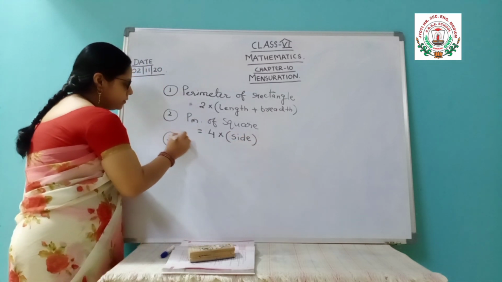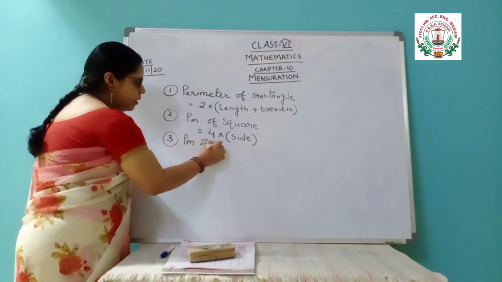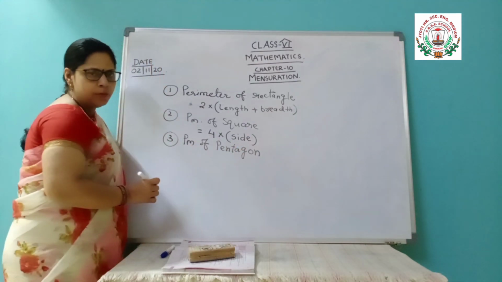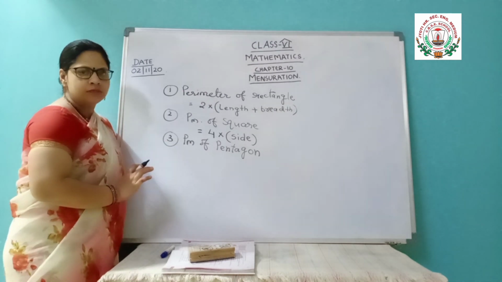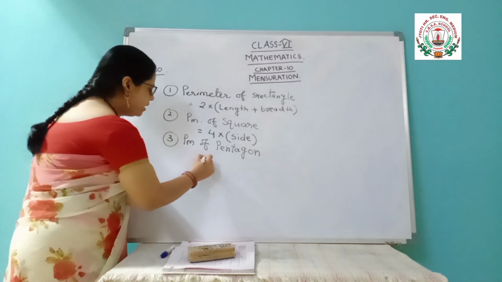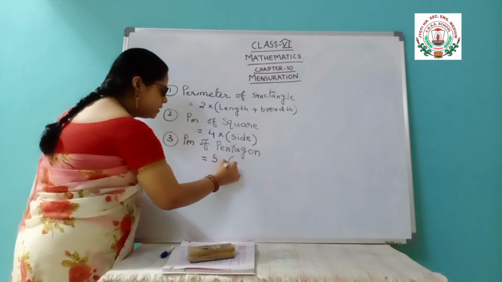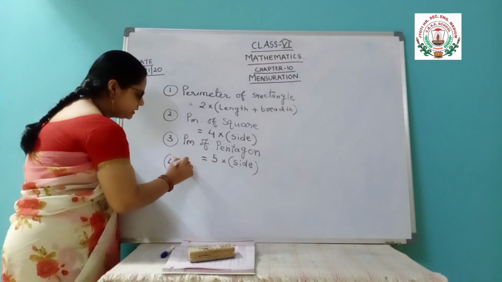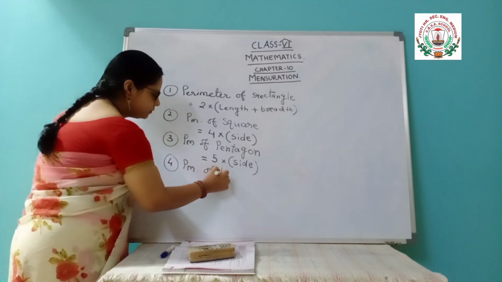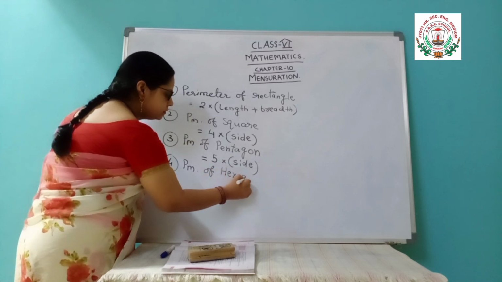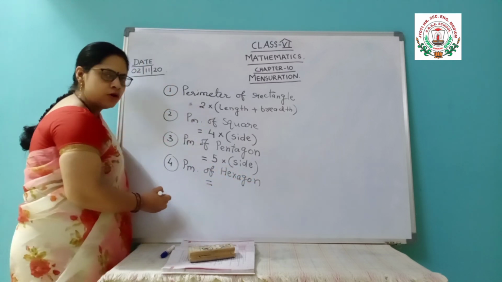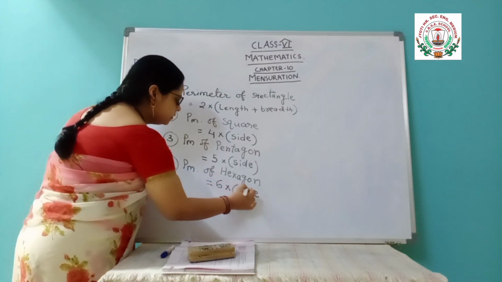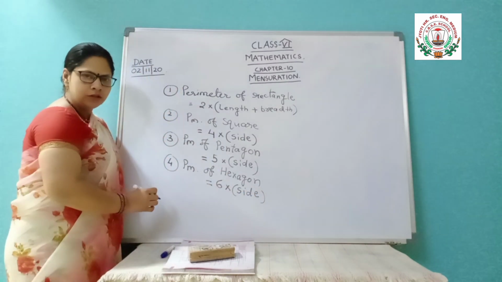Then next is the perimeter of a pentagon. Pentagon is a regular figure. Penta means 5, having 5 sides, and all the sides are of equal length. So 5 sides of equal length means 5 into side. Next is hexagon. Hexa means 6 and all the 6 sides are of equal length. So the same, multiplied by 6. So 6 into the length of the side.